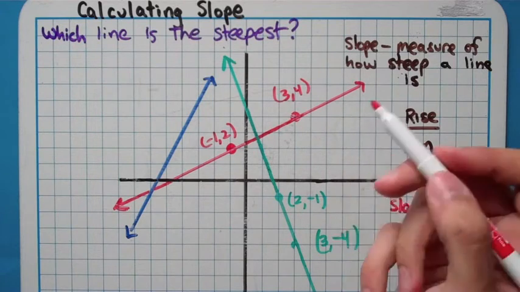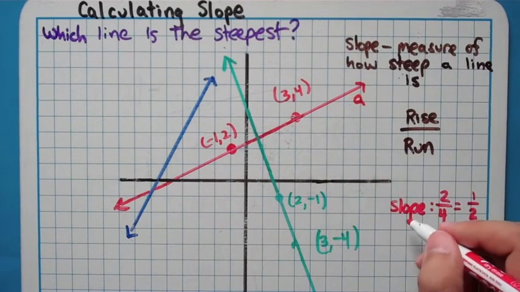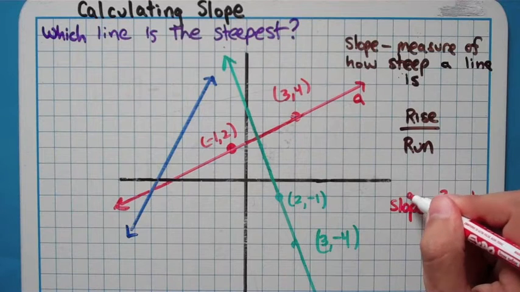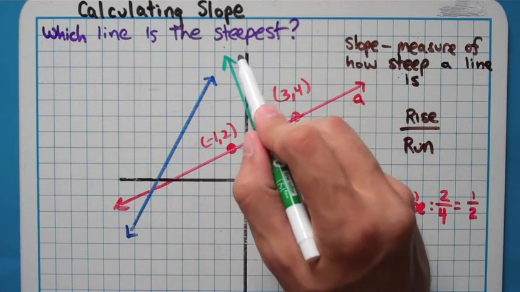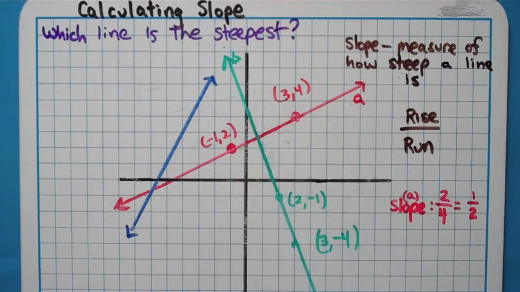And just in case you guys won't be writing in color, I'll call this line A. So the slope of A is going to be 1/2. Next up, I'm going to find the slope of my green line, which I'll call line B.